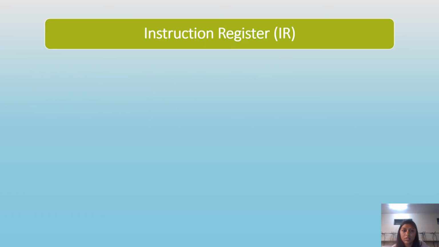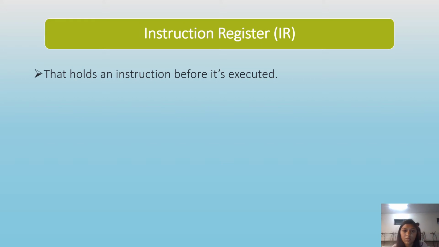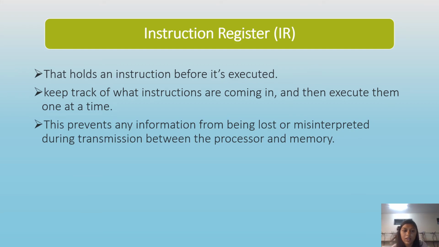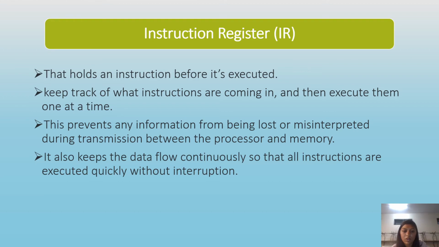An instruction register. The instruction register is a part of the CPU that holds an instruction before it is executed. The purpose of this is to keep track of what instructions are coming in and then execute them one at a time. This prevents any information from being lost or misinterpreted during transmission between the processor and memory. It also keeps the data flowing continuously so that all the instructions are executed quickly without interruptions.